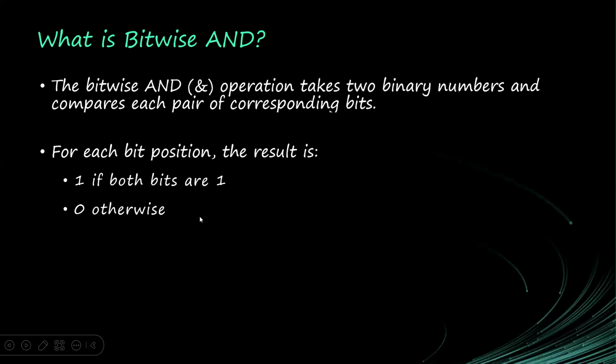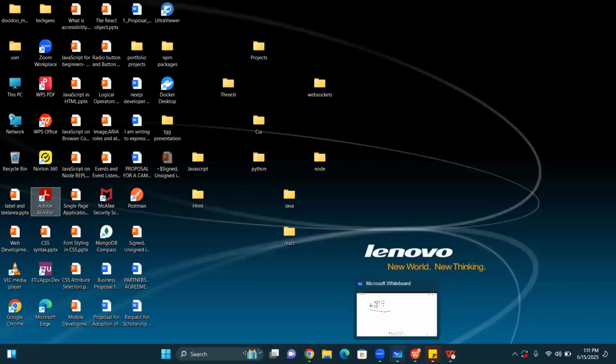Just like our slide said, we compare each bit in the different positions. They have to be of the same size. So we compare each bit on each position. The result will be 1 if both bits are 1, but the result will be 0 if any of the bits is 0. The result will be 1 when we are doing bitwise AND if both bits are 1, and the result will be 0 if any of the bits is 0.